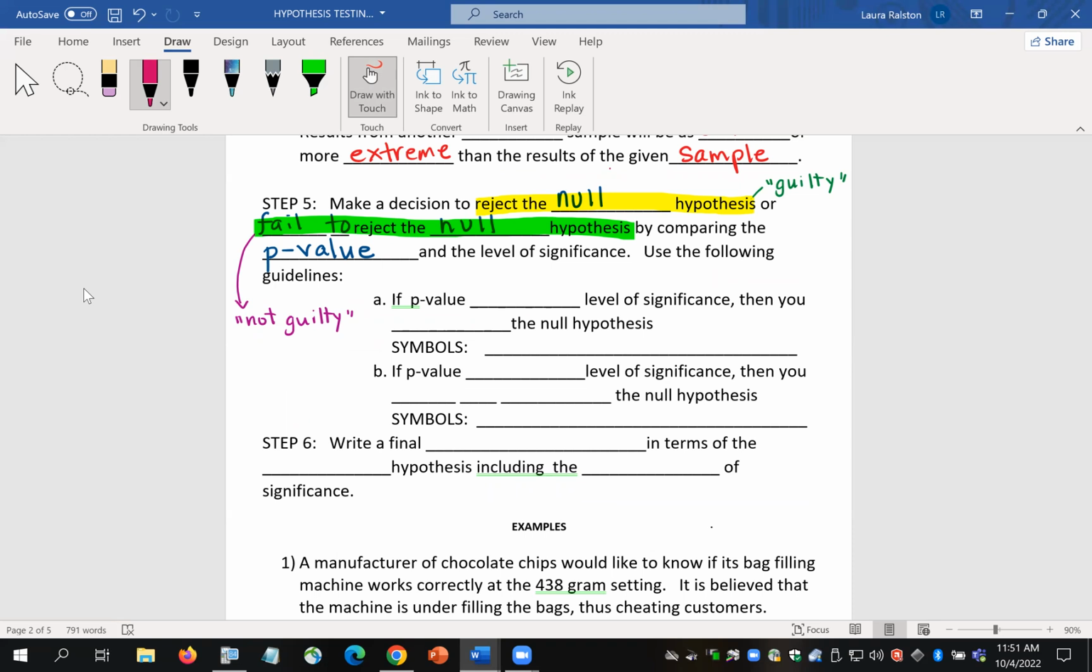If the p-value is greater than, hold on, I got to say it right. I got it backwards. Okay, if the p-value is less than or equal to the level of significance, then you reject the null hypothesis. And you'll see it written this way: p is less than or equal to alpha, we reject the null.